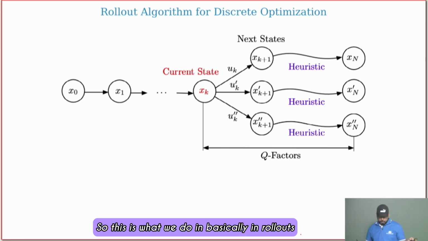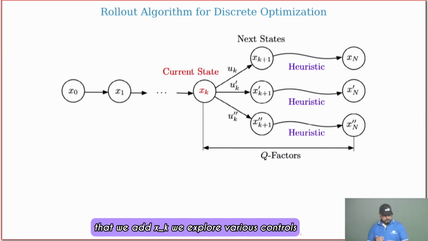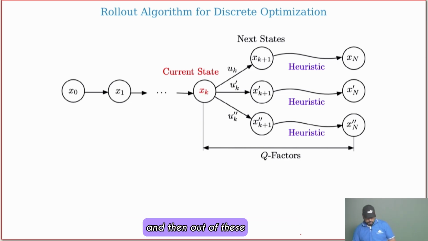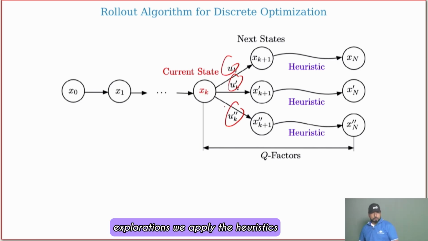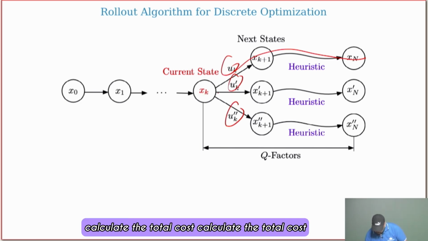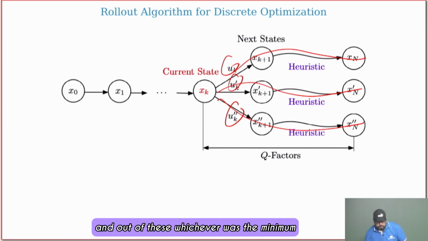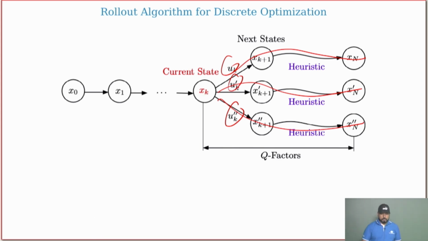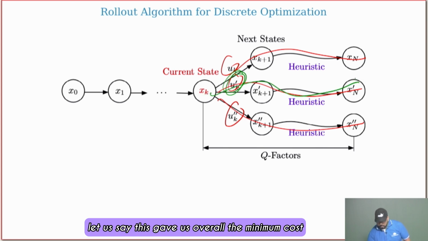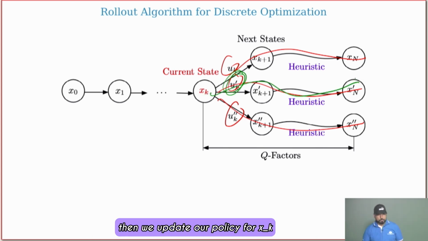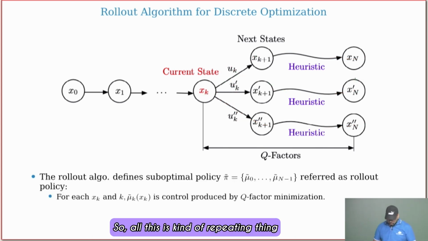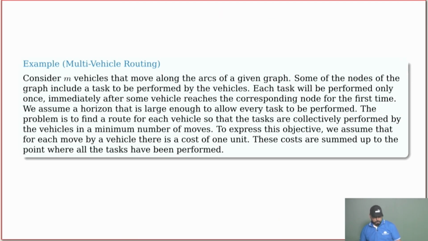So this is what we basically do in rollouts: at xk we explore various controls, and out of these explorations we apply the heuristics and calculate the total cost, and whichever was the minimum, we update our policy. So in this case, if this gave us overall the minimum cost, then we update our policy for xk. So all this is kind of a repeating thing. Now let us do an example again to refresh ourselves on how these rollouts could be done.